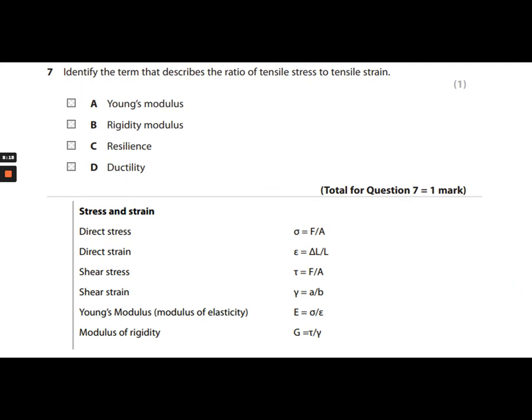Right. Here's how they like to put them. You get a couple of multi-choice in the middle of the exam very often, and these do crop up in the multi-choice. So identify the term that describes the ratio of tensile stress to tensile strain. So stress, strain, stress, strain. So that over that is this, Young's modulus. So when this is a ratio of something to something else, that means the first thing divided by the second thing. So stress divided by strain is Young's modulus.